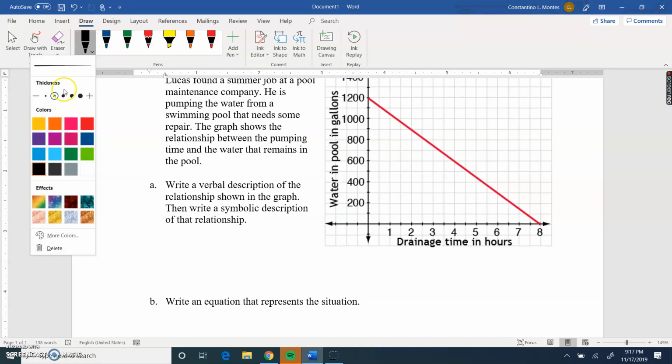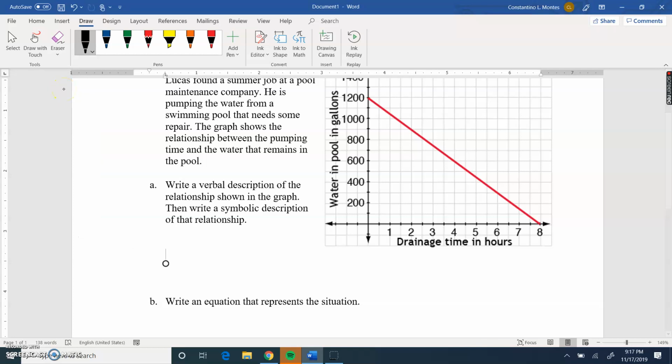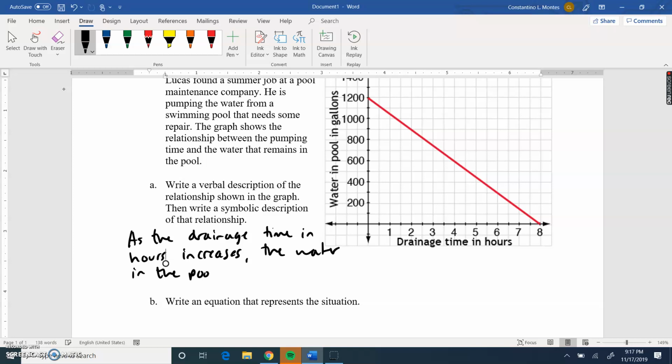So, my first thing that I'm going to say here is as the drainage time in hours increases, the water in the pool decreases. Whoops, spelled that wrong. Decreases. You don't have to get more specific than that based off what it was asking for.